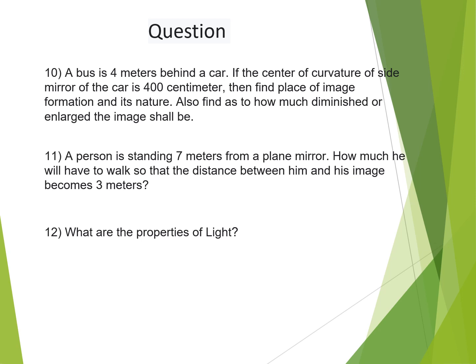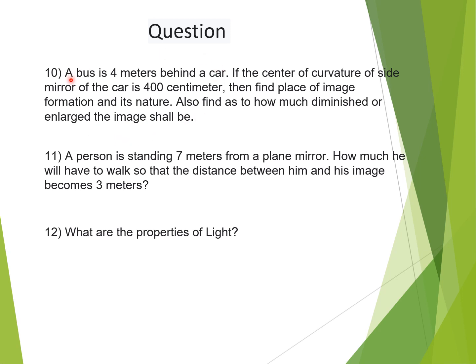One is, a bus is 4 meters behind a car. If the center of curvature of the side mirror of the car is 400 centimeters, then find the place of image formation and its nature. Then also find how much diminished or enlarged the image shall be.